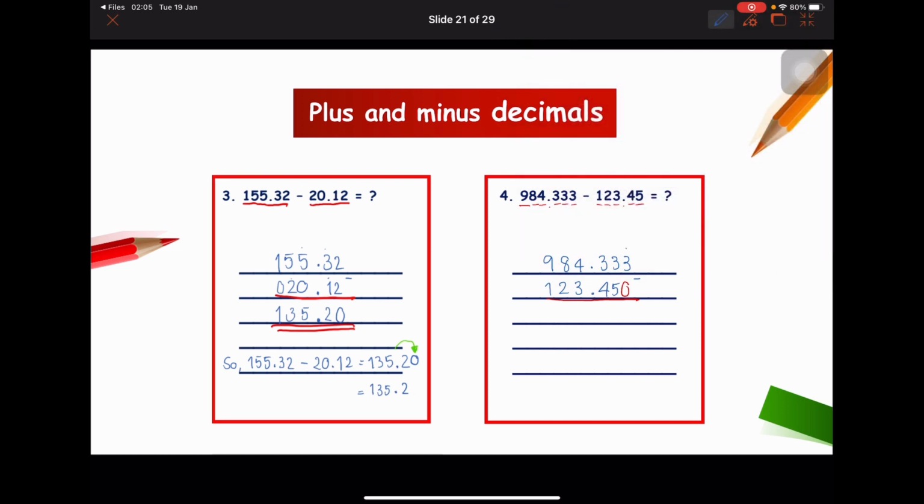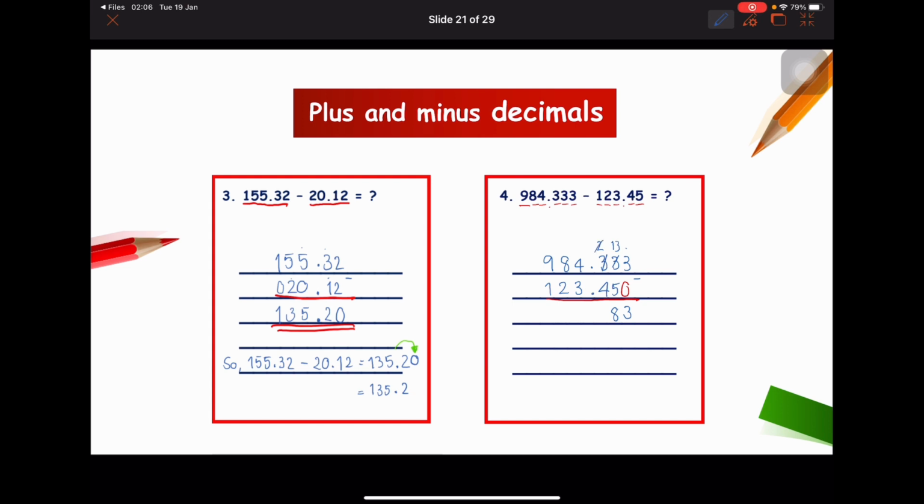3, from right to left. 3 minus 0 equal to 3. Next step, can 3 minus 5? No, cannot. You change or you borrow. 3 change to be 13, and this one will be number 2. Okay, step by step. 13 minus 5, 13 minus 5 equal to 8. Correct. Okay, and how about 2 minus 4? No, cannot. 2 cannot minus 4.